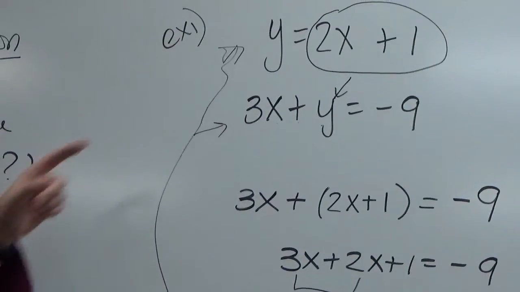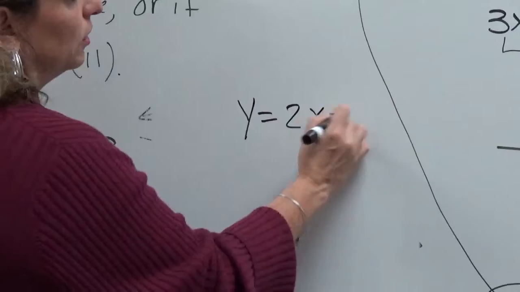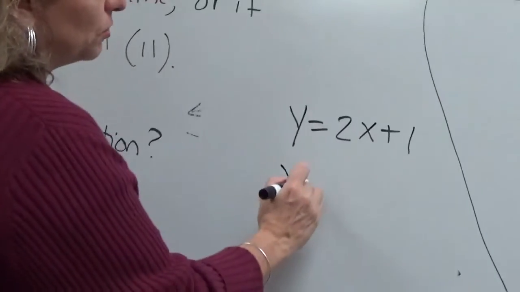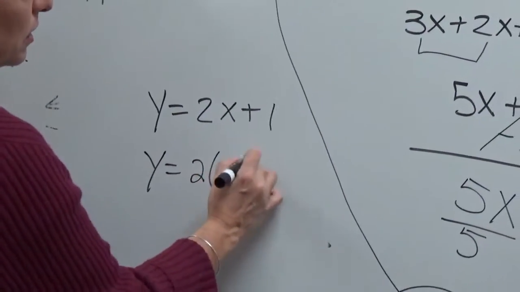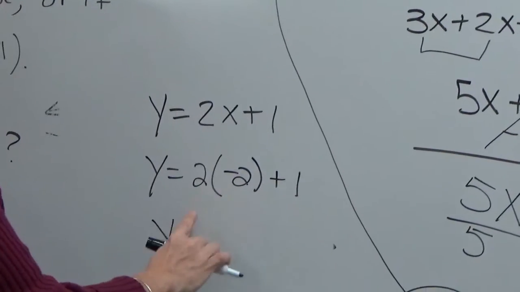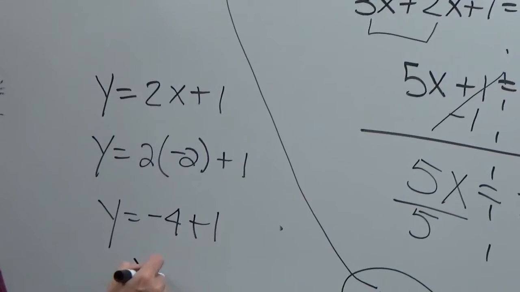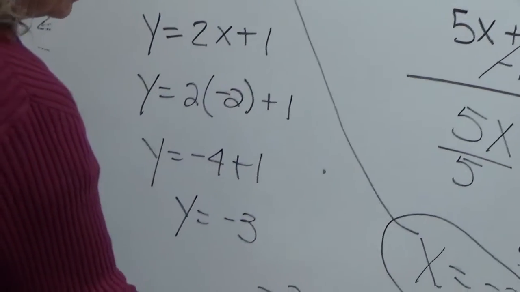Okay, so I'm going to just take the first one. I rewrite the equation. Don't be lazy and not write it. And instead of writing x this time, I'm going to substitute y equals 2, parentheses, whatever x is, plus 1. Y equals, parentheses means multiplication, 2 times -2 is -4, plus 1, y equals -3. So my answer is -2, -3.